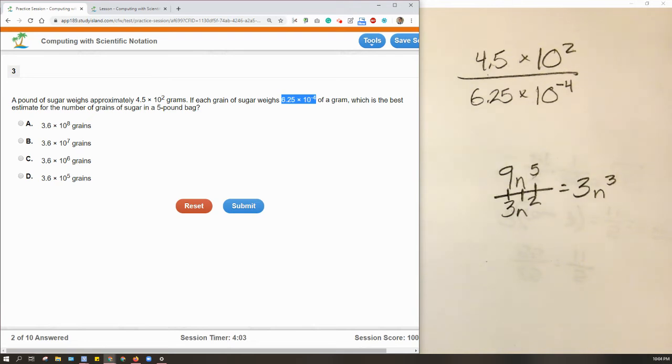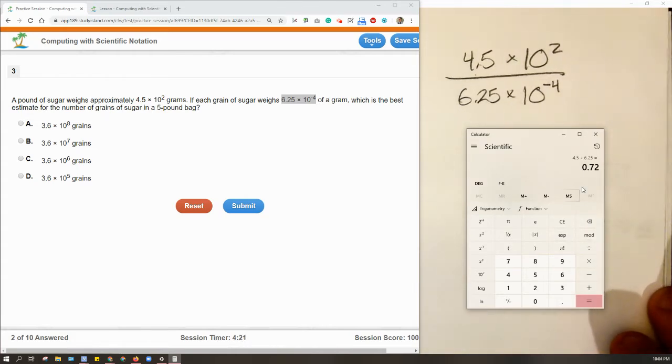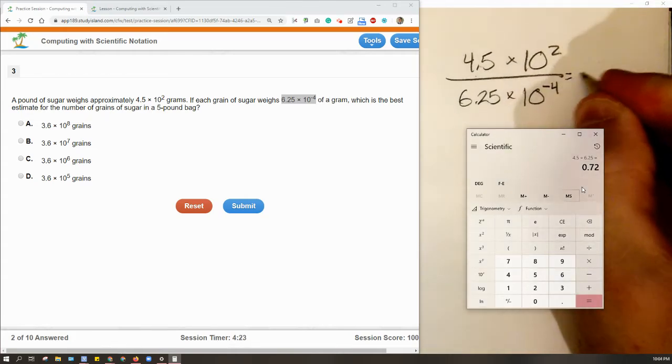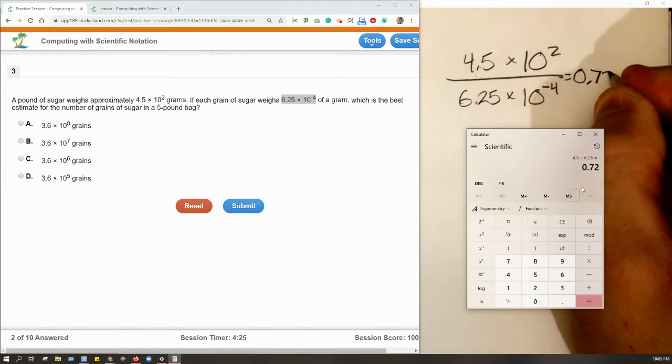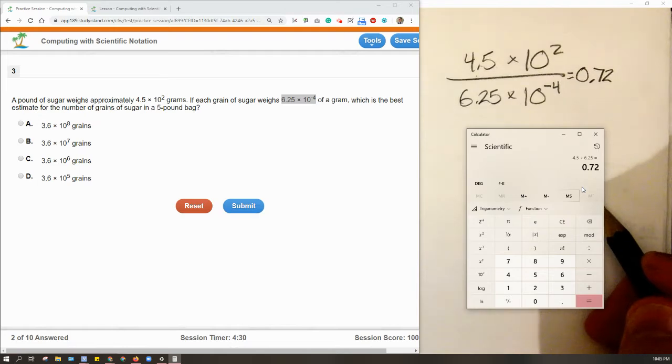I'll go ahead and get a calculator out. You're totally allowed to use it. So here we go. 4.5 divided by 6.25, and we get 0.72. So I'm going to say equals 0.72.